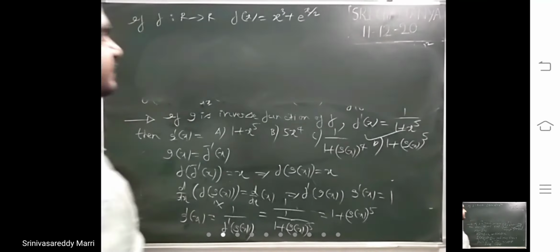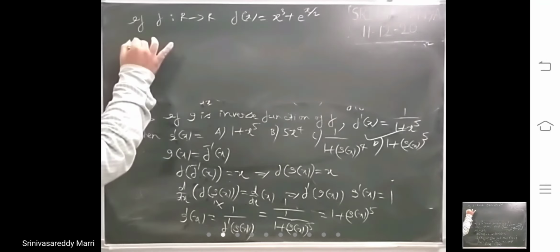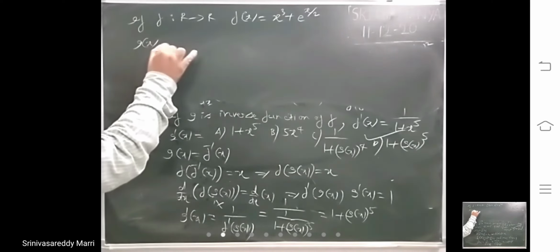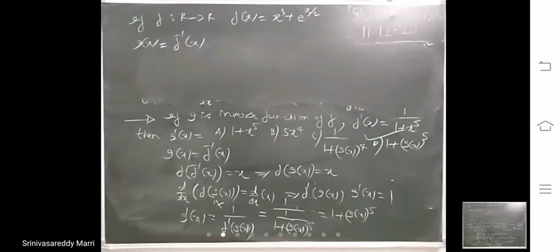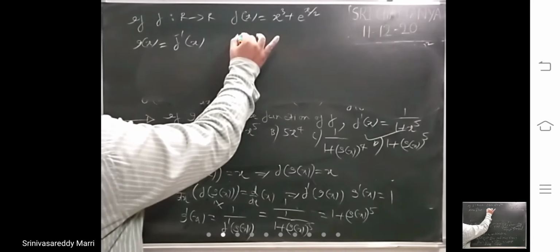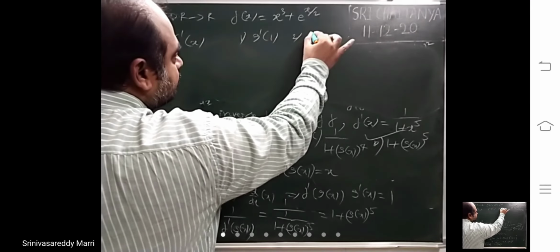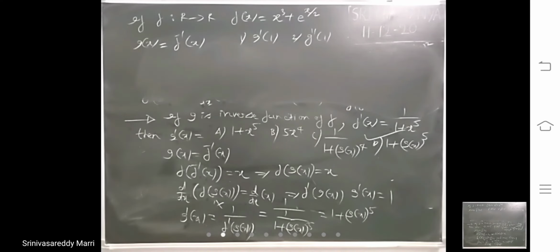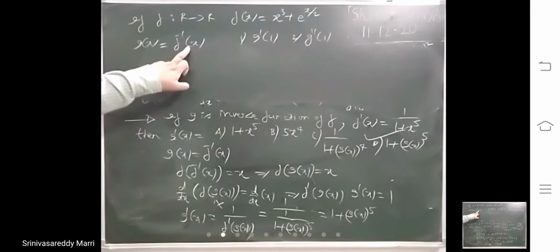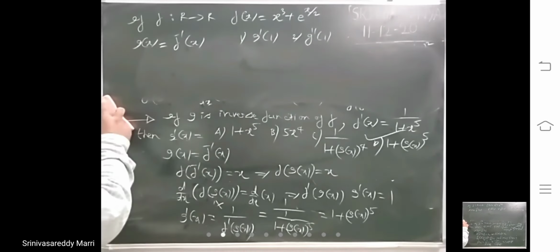Suppose it is given like this: function f of x equal to x cube plus 3x by 2, and given that g of x equal to f inverse x. Now what you have to calculate is g dash 1 and g double dash 1. Look at this, very important model. G of x is f inverse x: the first derivative of the inverse function, and the second derivative of the inverse function.